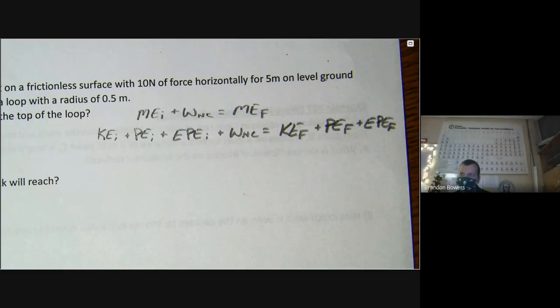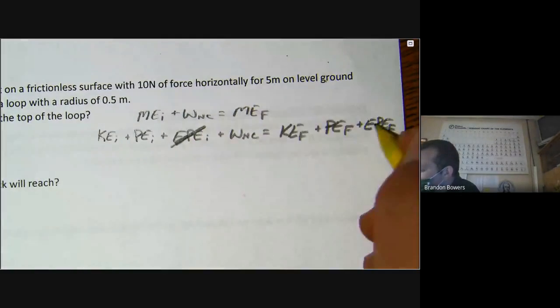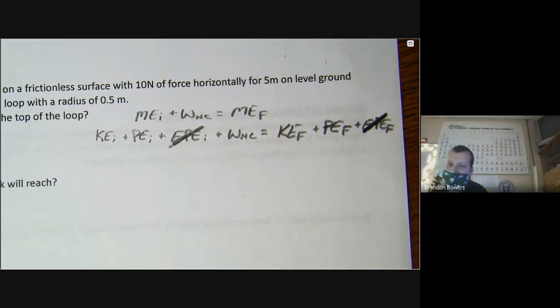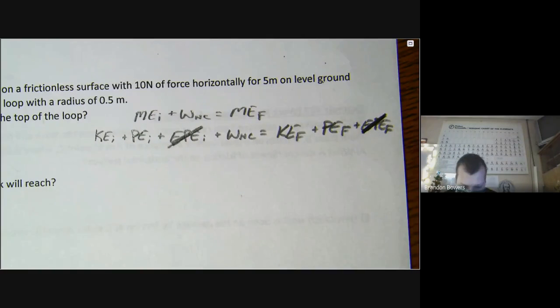Seven different things. Now, if we look at this, first of all, is there a spring involved? No, there's not. So we can automatically get rid of my two elastic potential energies. Okay? Now we're down to 5.